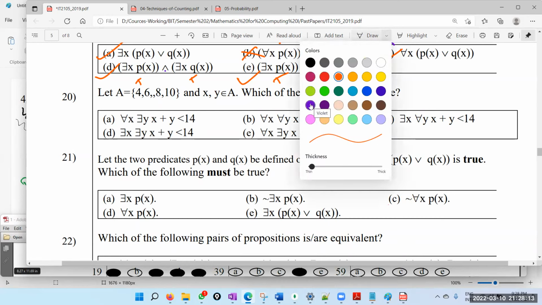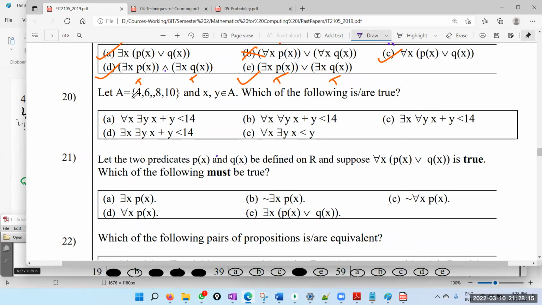Next question. A is {4, 6, 8, 10} and x, y are both members of A. Which of the following is true? For all x there exists y such that x plus y is less than 40. For all x, there must be at least one y which satisfies this.